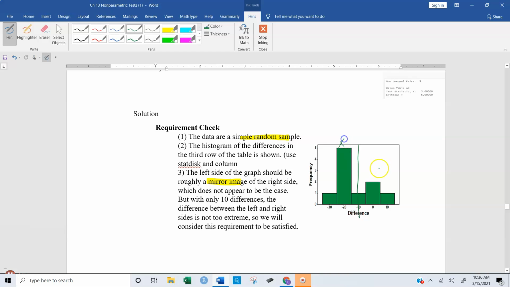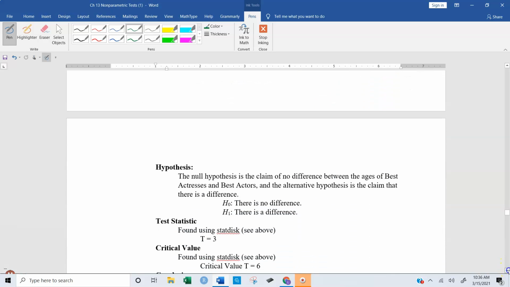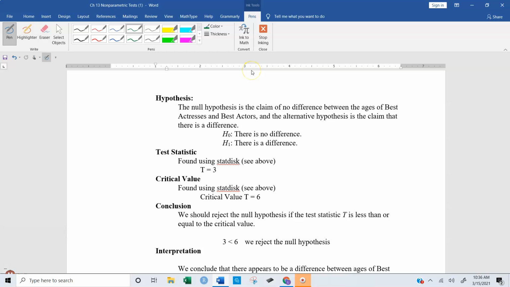So these two are both tall, these two are both short, a very rough mirror, but yet a mirror, and we're taking it. Hypothesis, the null is that there is no difference. So your null hypothesis, no difference. And your alternative hypothesis is there is a difference. Now, test statistic and critical value using stat disk.